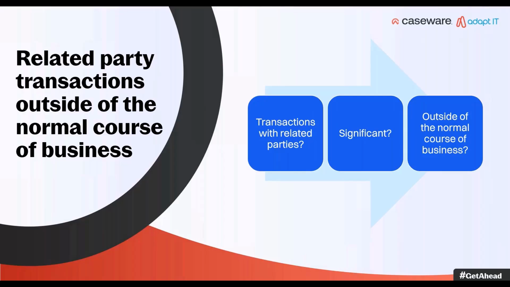And therefore, you must record this as a significant risk. And of course, the moment it's a significant risk, you need special responses to this. So those are the three parts: transactions with related parties that are significant and that are outside the normal course of business.